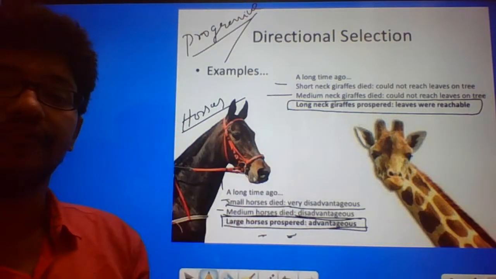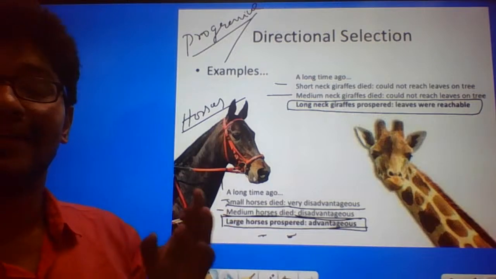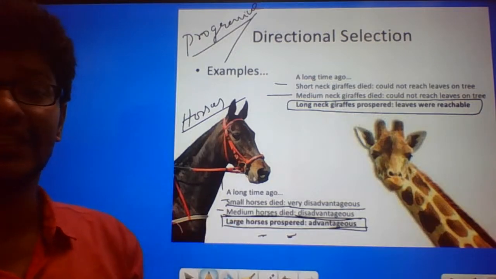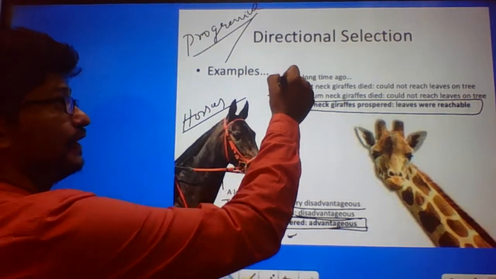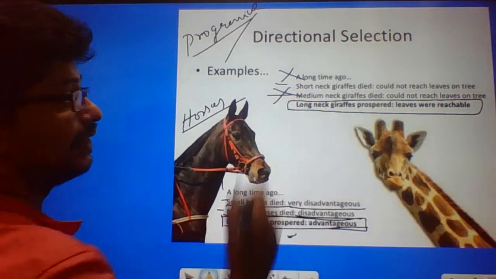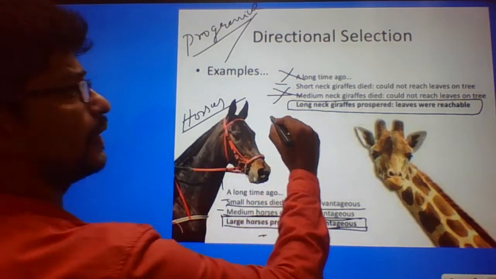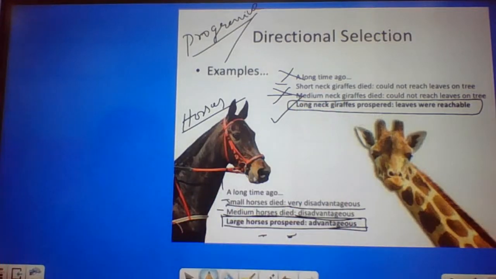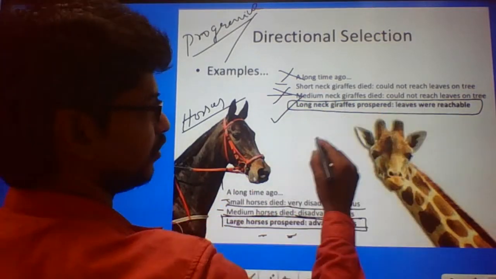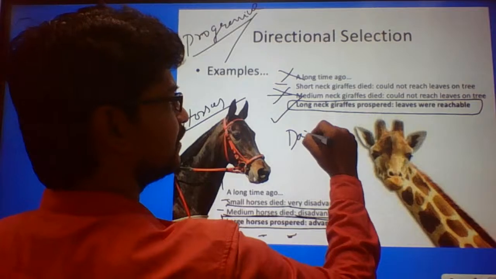This is actually the confirmation which was given by Darwin, the natural selection, because nature couldn't select the short neck giraffes, and nature couldn't select the medium neck giraffes, but nature can select only the long neck giraffes, and they alone can prosper. This was actually given by Darwin.